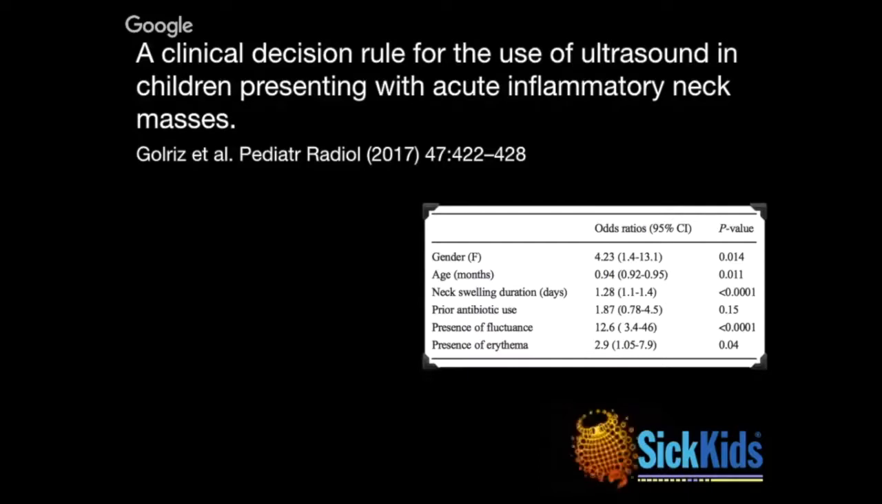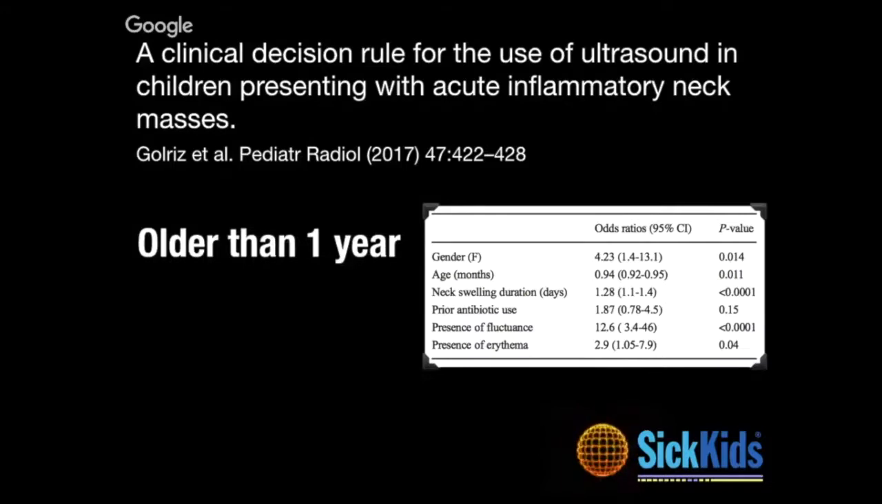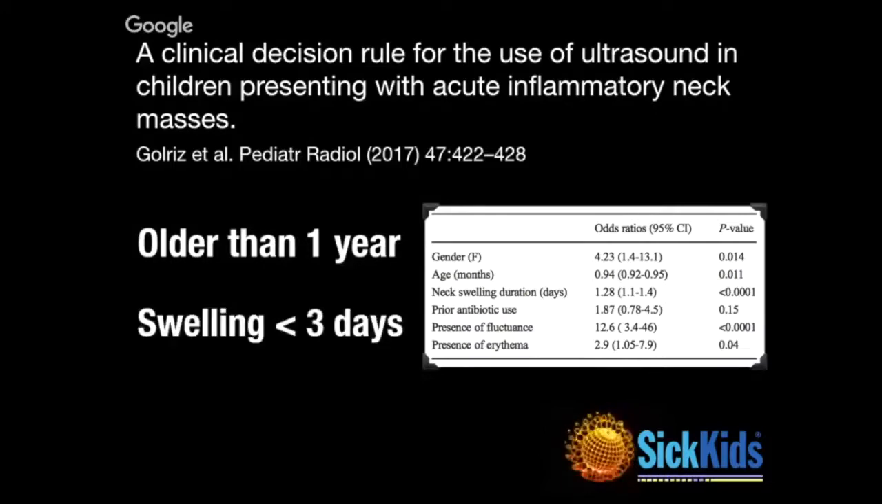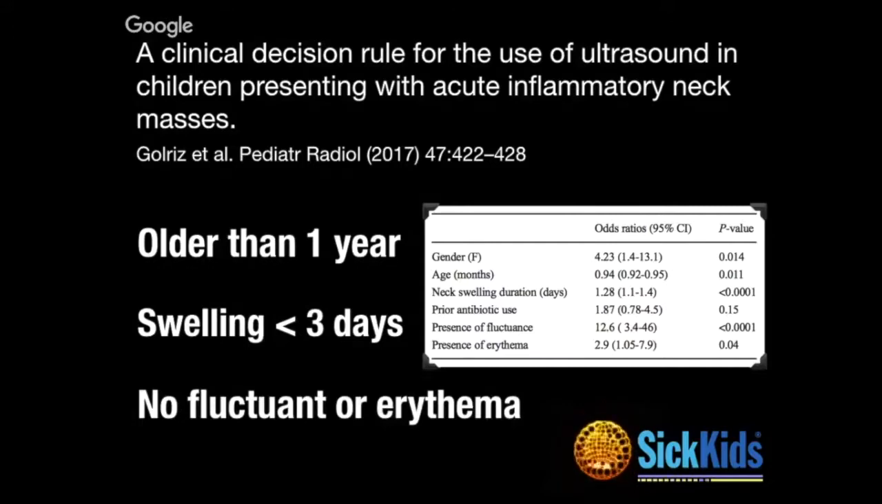And what they found was pretty clear. You can see the table there with the odds ratios. If you're older than 1 year of age, if you have swelling for less than 3 days, and if you have no fluctuance or erythema, then the chance of you getting a drainage is low.